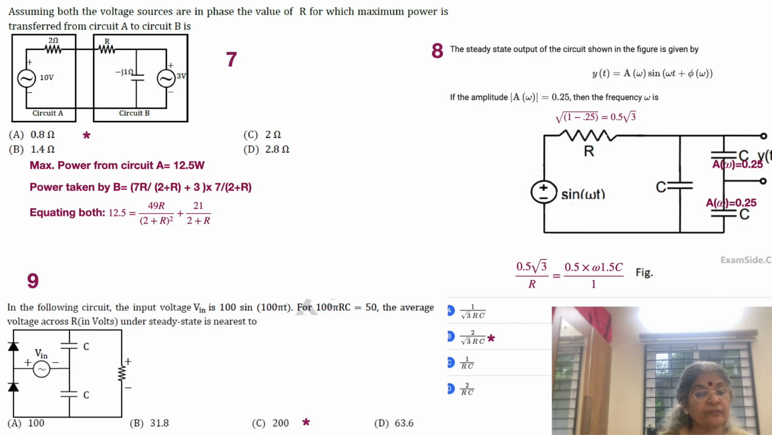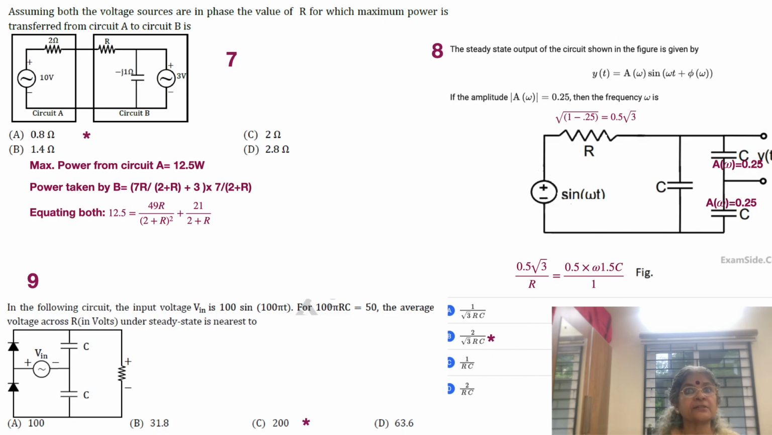Let's see if it applies. And then there's an unknown resistor R, and this comprises circuit B. And what is R? All are ohmic values, so it should be asking for the unknown resistance R, assuming both the voltage sources are in phase.